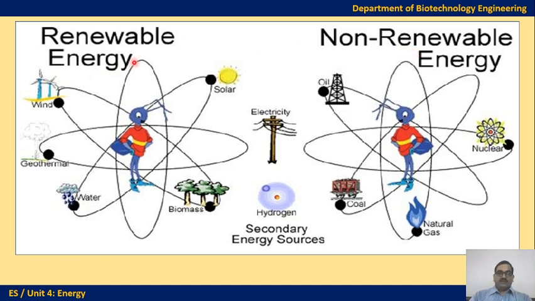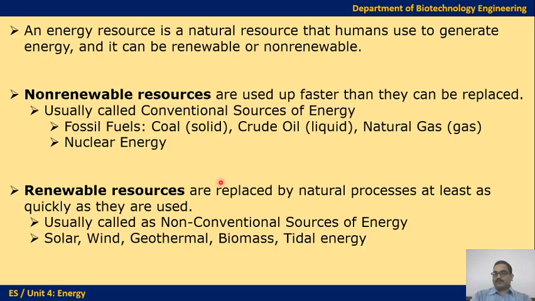Whereas renewable energy is being produced by the sun over time. Because of solar energy you have a lot of other energies, which we call wind, geothermal, water, biomass. So it gets produced, but the problem is we do not have a readily available technology for its large application. So it is being used on a significantly smaller scale. That is why we call it non-conventional energy or non-conventional sources of energy.